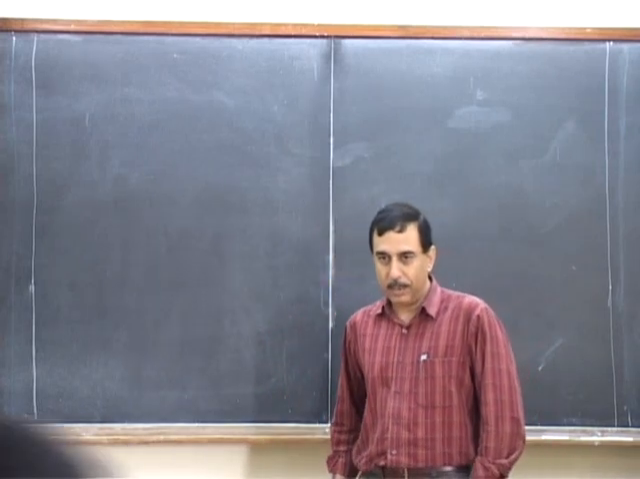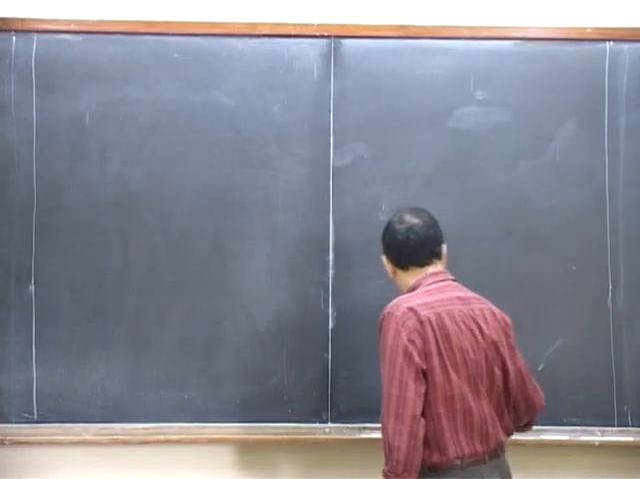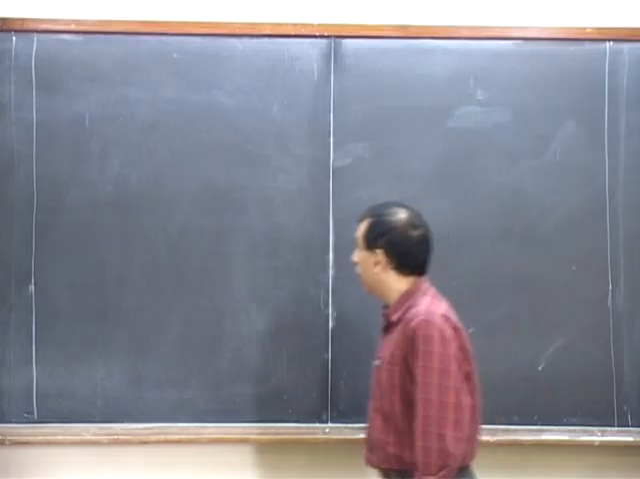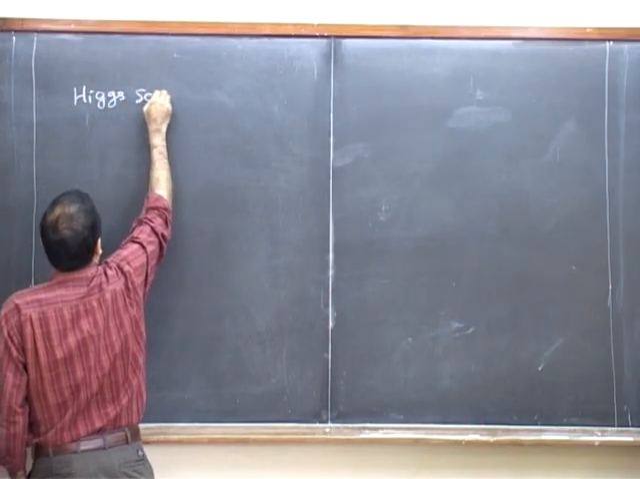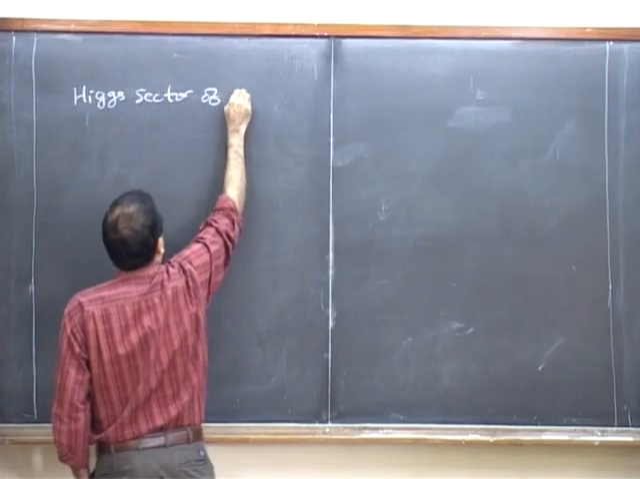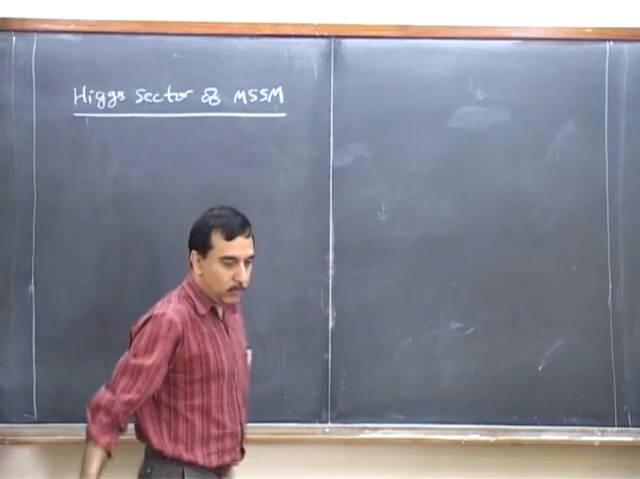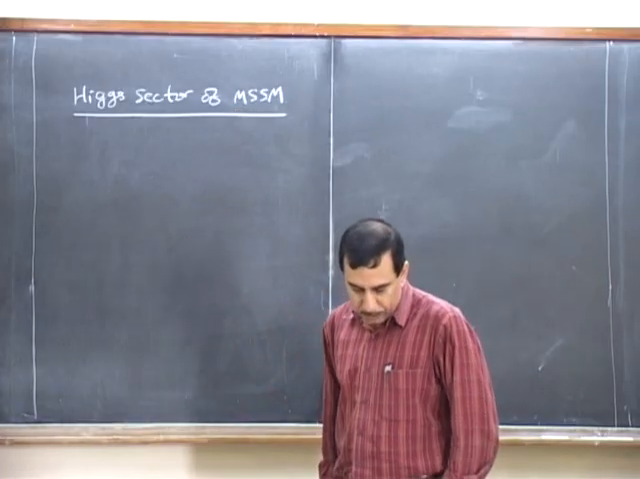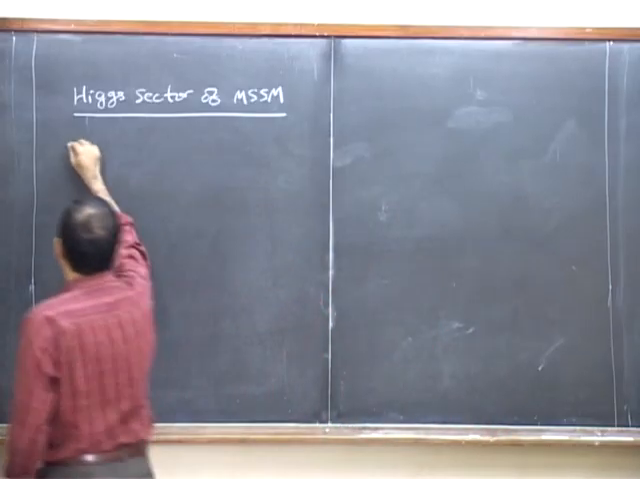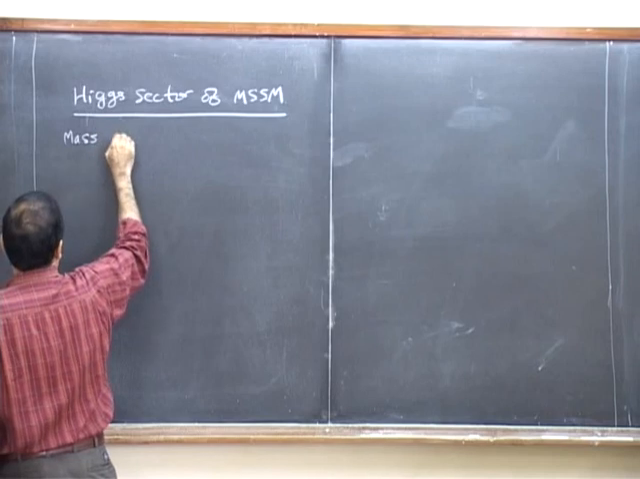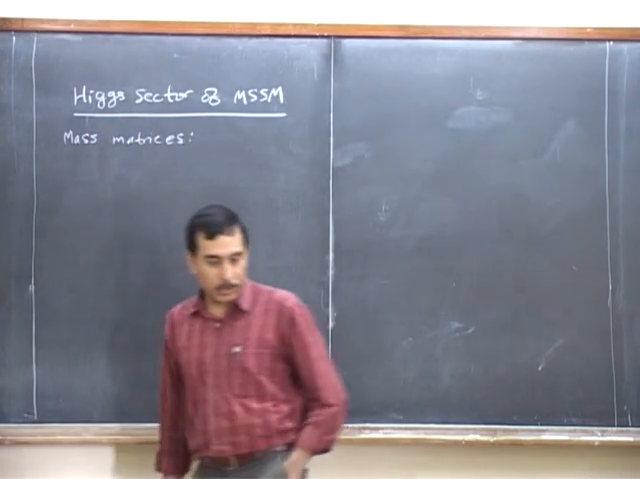Okay, so I'll start by reviewing what we did last time. Last time we looked at the Higgs sector, and today we'll continue doing that. The Higgs sector of the MSSM. So what we did in particular was to look at the mass matrices, and without repeating last time's calculation, I'll just summarize for you what the answers were.